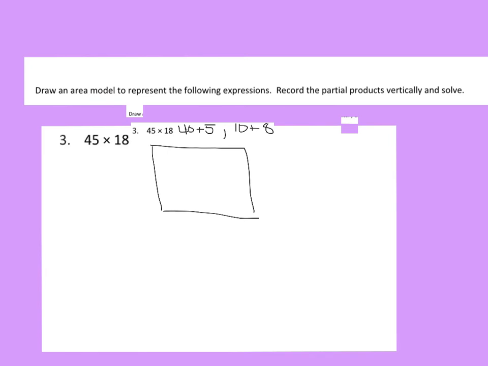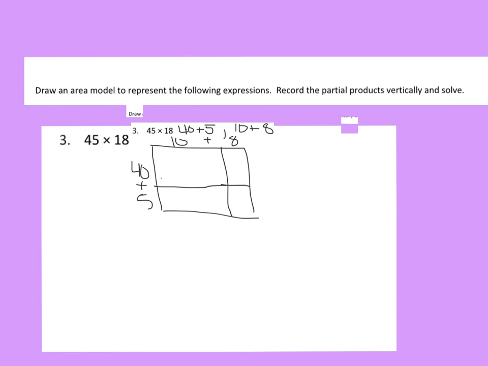Our biggest area should be for 40 times 10. So we'll put that up on the top. We'll draw all the way across. And then we have 5 times 8. So we'll make a littler box over here. Now we can fill in our area model. First we have 40 and 5. And we have 10 and 8.